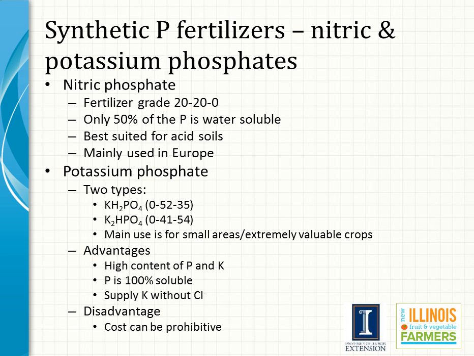Potassium phosphate is available in two grades, 0-52-35 and 0-41-54. Both grades are mainly used for fertilization of high-value crops such as vegetables. Potassium phosphate possesses a high content of phosphorus and potassium. Its phosphorus content is 100% soluble and it is used in sensitive crops such as potatoes and tobacco to supply potassium without chlorine. Again, the cost of potassium phosphate fertilizer can be prohibitive.